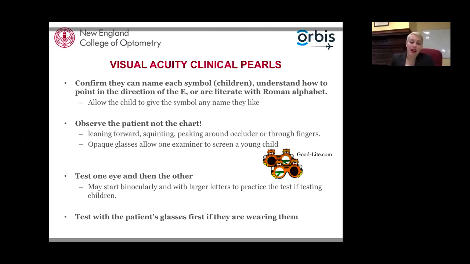You want to test one eye, then you want to test the other, but you might start binocularly testing in children or even in adults who are a little bit hesitant, and give them some larger letters and some larger symbols to start off with. And you want to test with the patient's glasses on first. If they're wearing glasses and they pass, then they're fine, they're fantastic. They don't necessarily need to update their glasses for that distance. But if they're failing, then we have a good idea about how much we might need to change that prescription.